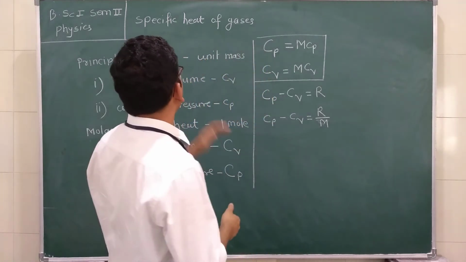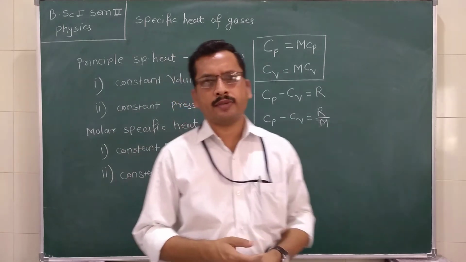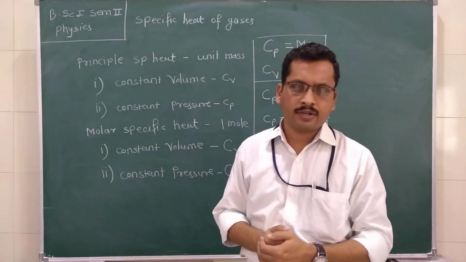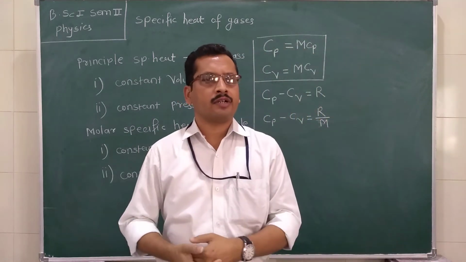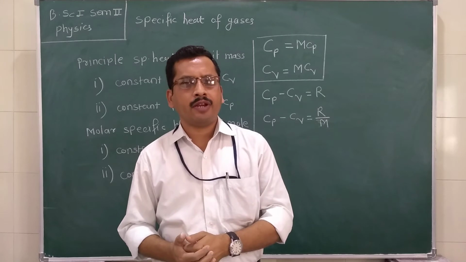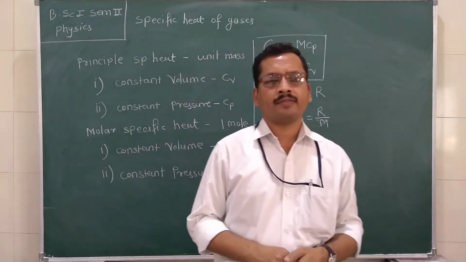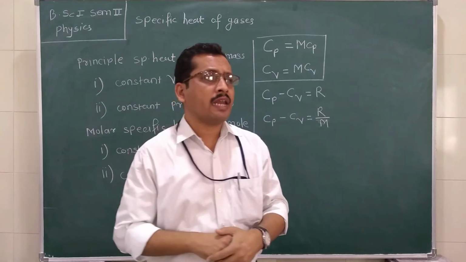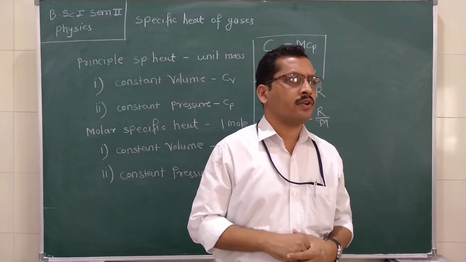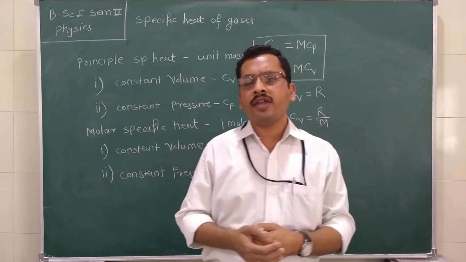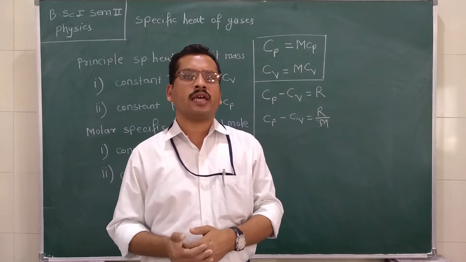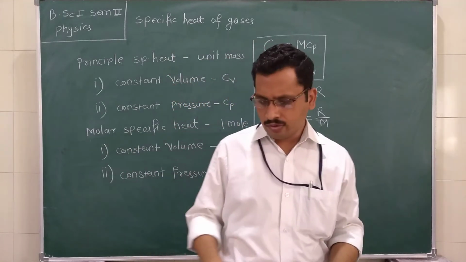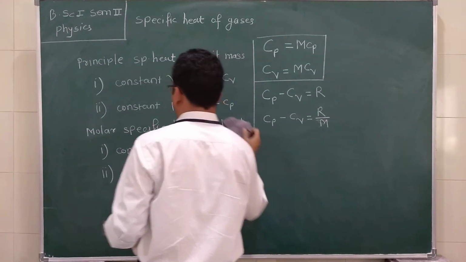So today we learned the two types of specific heat, that is principal specific heat and molar specific heat. Now we are moving towards the relation between the degree of freedom and the adiabatic ratio. So what is adiabatic ratio? We first learn what is adiabatic ratio, and then we derive the relation between the adiabatic ratio and the degrees of freedom. Okay, so what do you mean by adiabatic ratio?